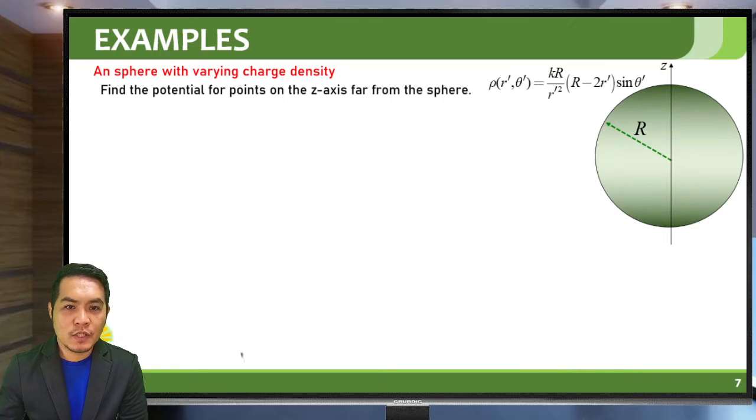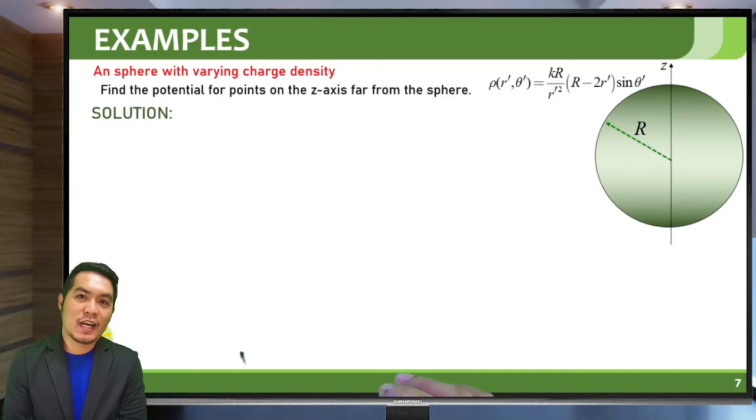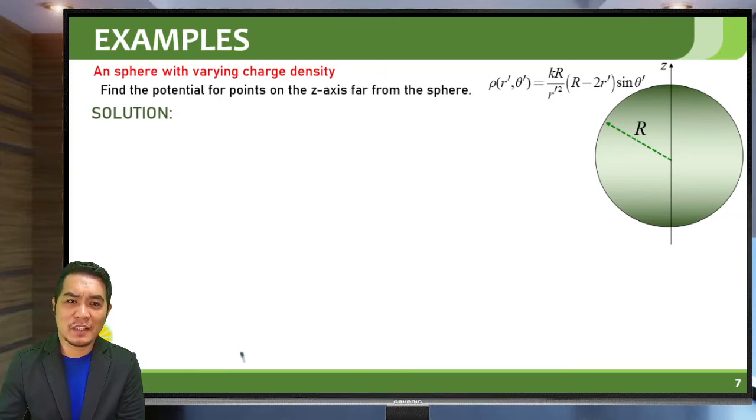Okay, so we are asked to find the potential for points on the z-axis very far from the sphere. We will use multipole expansion to solve this problem. Actually, you can use a different technique, but for this example we will use the technique called multipole expansion. We first start with the monopole term.